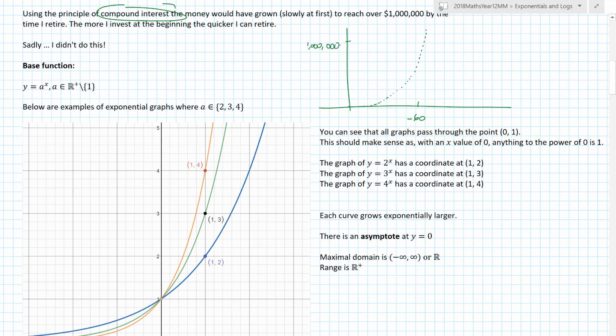That is pretty funky. Now, God, I wish I'd done that. I'd have been a millionaire in about 20 years' time. Sadly, as it says here, I didn't do it.